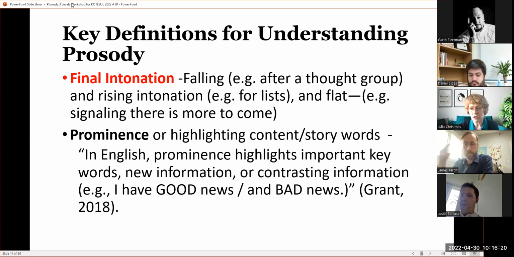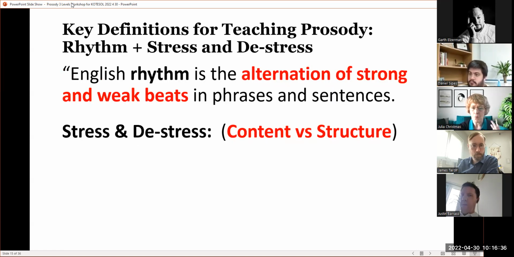Prominence is just the highlighting of content and story words. So prominence highlights the important keywords, and teaching your students what words are highlighted is really important. But there's a way to do it that makes it easier. So I have good news and bad news, and that's content versus structure. And the rhythm is the alternation of weak and strong beats, strong and weak beats, the stress and de-stress, and all that is content versus structure.